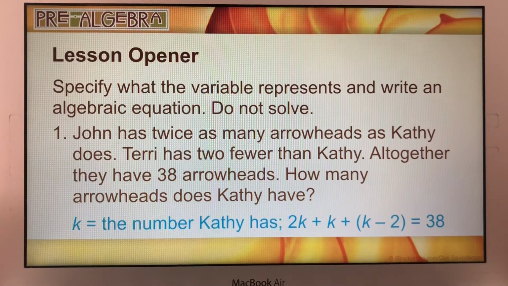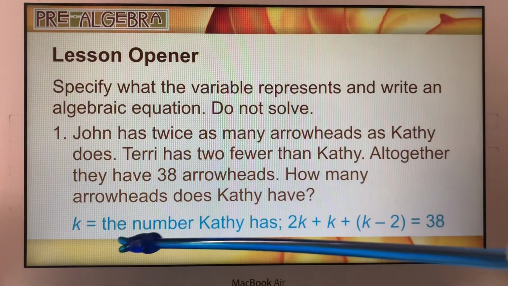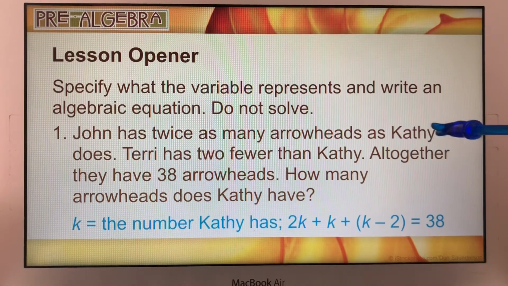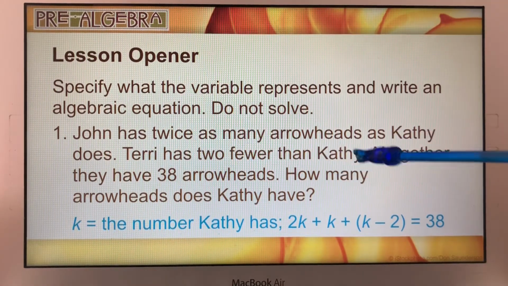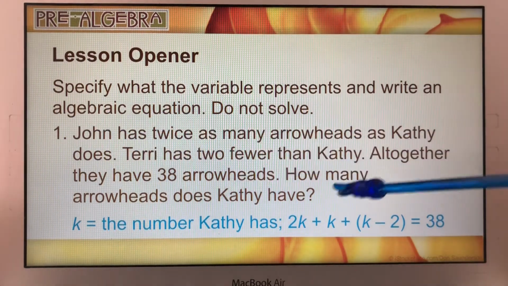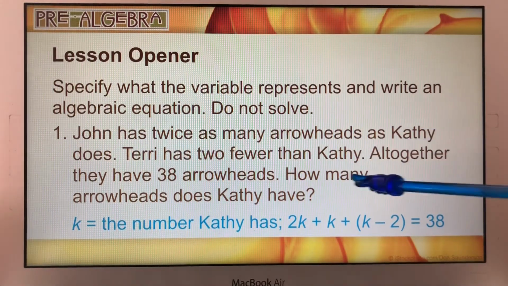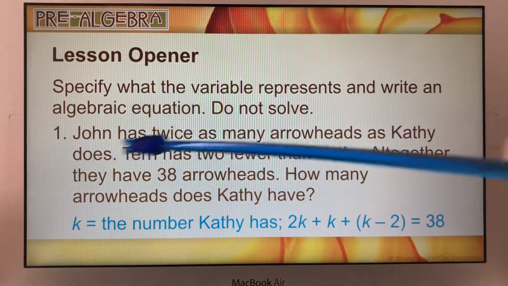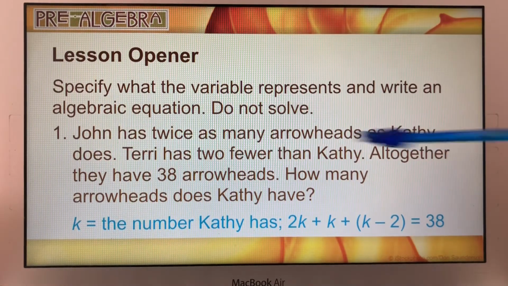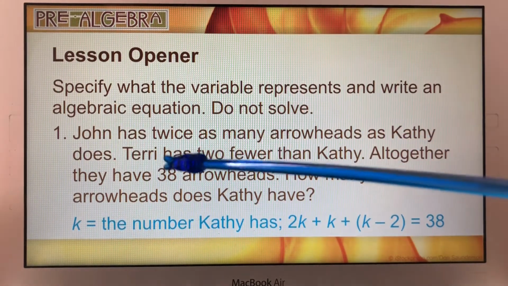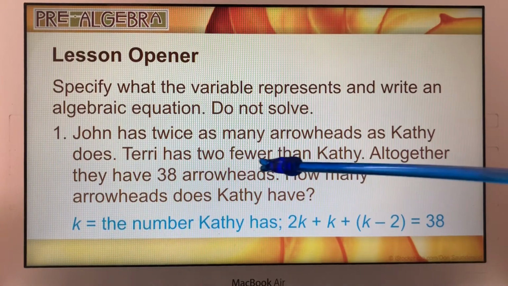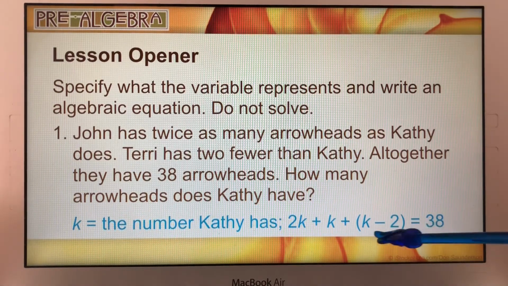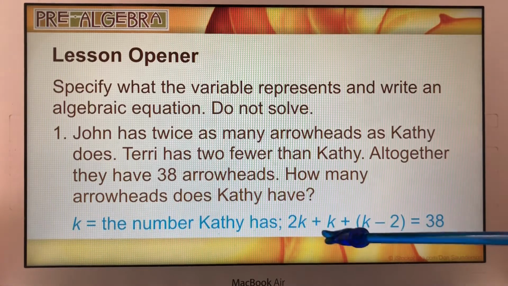Define your variables. Well, let's say K equals the number Kathy has. And why do we choose Kathy? Because Kathy is the one that we are comparing to with John and with Terry. So we're going to use our variable to represent Kathy. John has twice as many as Kathy, so that's going to be 2K. Terry has 2 fewer, so that's going to be Kathy's minus 2, because it's 2 fewer than Kathy's, and Kathy's is K.